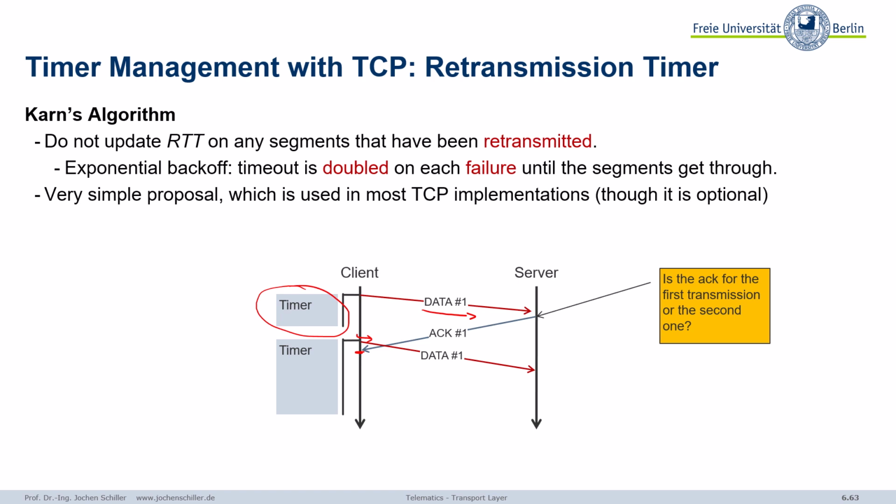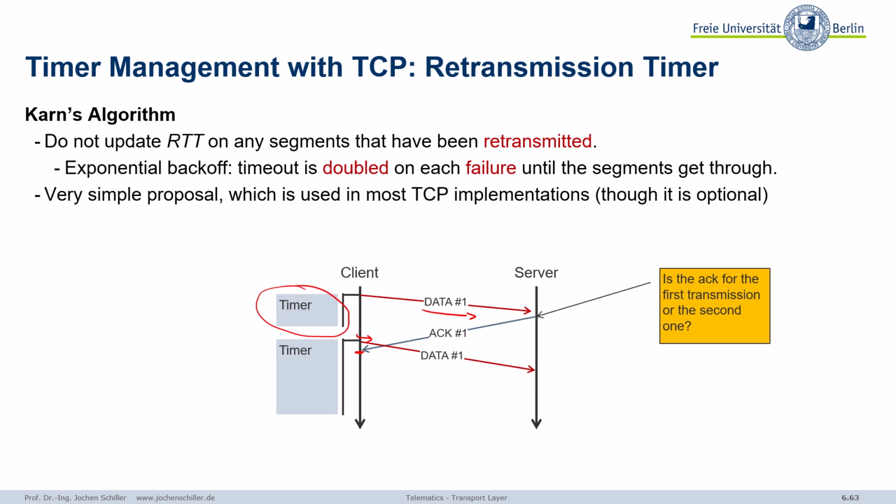This is why there's yet another algorithm that says, okay, do not update the round trip time on any segments that have been retransmitted. Why? That may create false values. So that's Karn's algorithm, and that's quite simple and typically used. And how this then works together with the retransmission, I will explain when I come to the backoff.